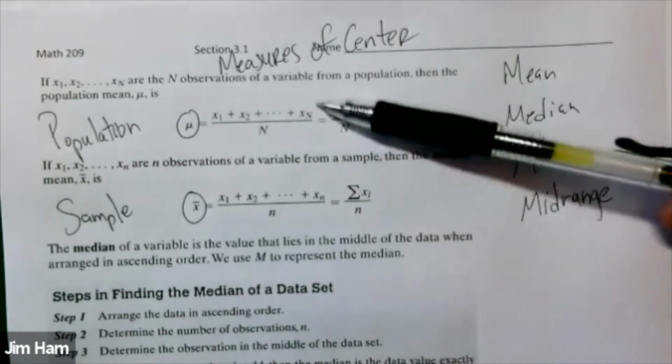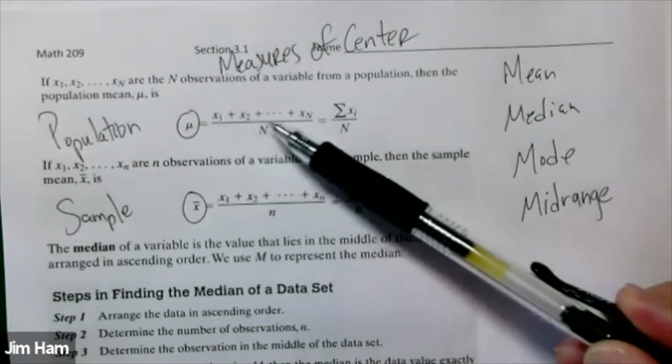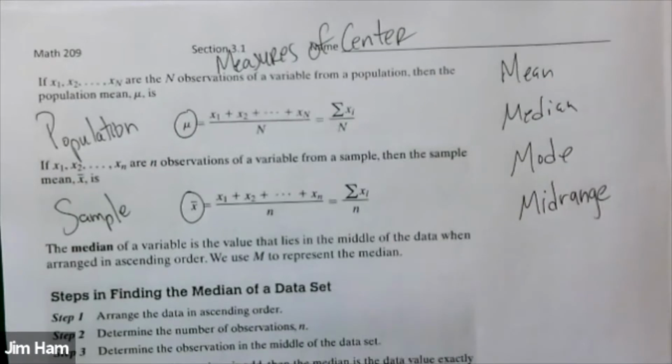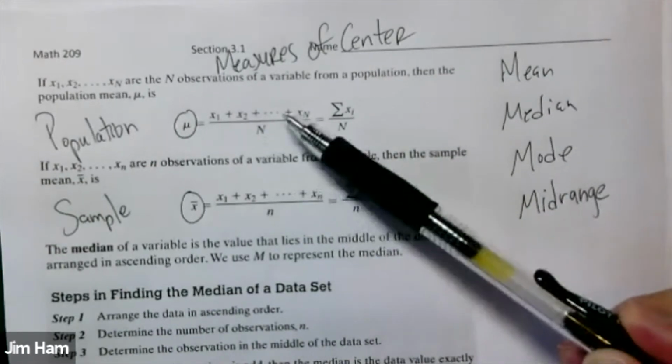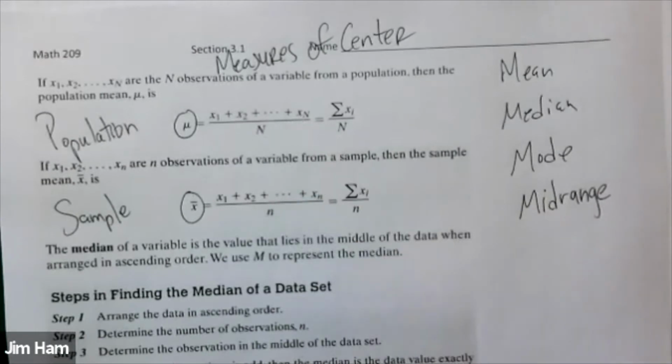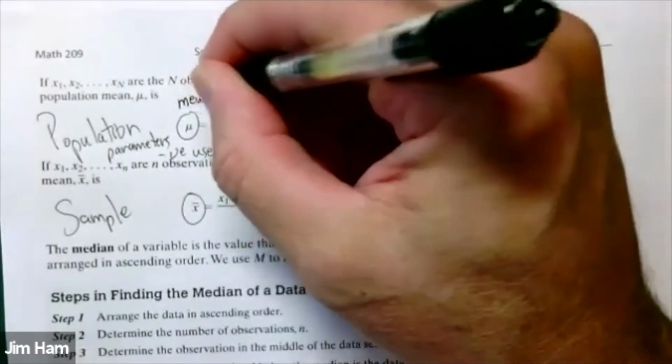And that's what this is saying. So you take the first score plus the second score plus the third score plus the fourth score. You'd stop there because there's only 4. And then you divide by the number of tests. And these two formulas, if you notice, are identical to one another. The only difference is that one's a sample and one's a population. We use Greek letters for population parameters. And this one kind of looks like a U, but we pronounce it mu.